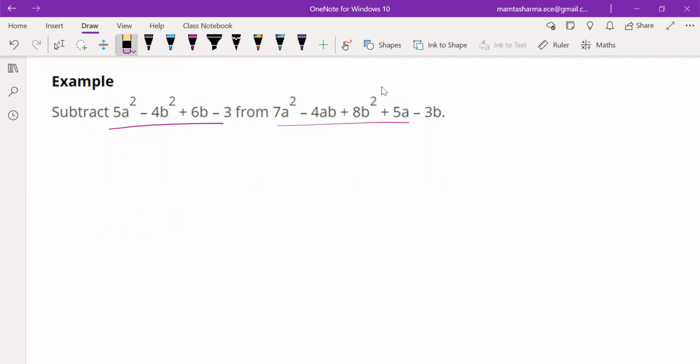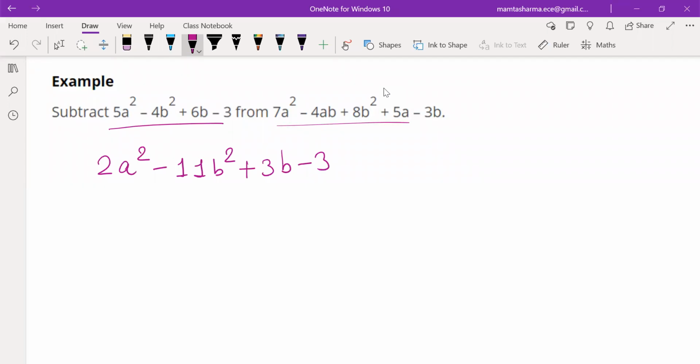Yes, Tanvi, are you doing it? Yes, ma'am. Got it, ma'am. Ma'am, I got the term. 2a square minus 11b square plus 3b minus 3. Yes, what are you getting? 2a square minus 11b square plus 3b minus 3. Okay. Tanvi, is this correct or not? Tell me. Yes, ma'am. Correct. Okay.